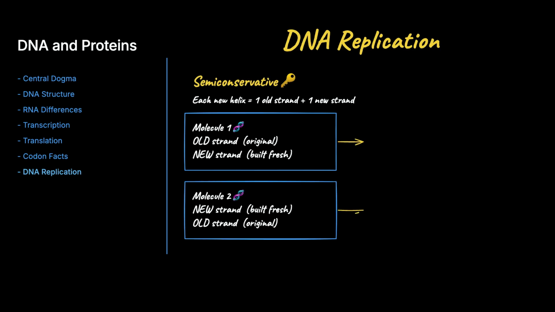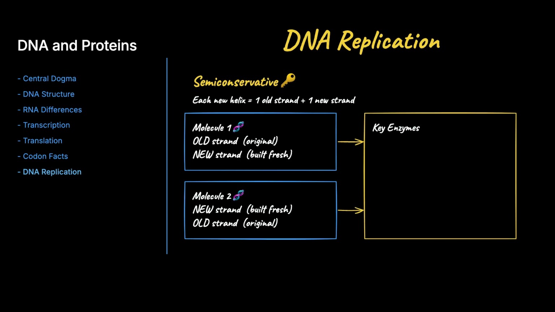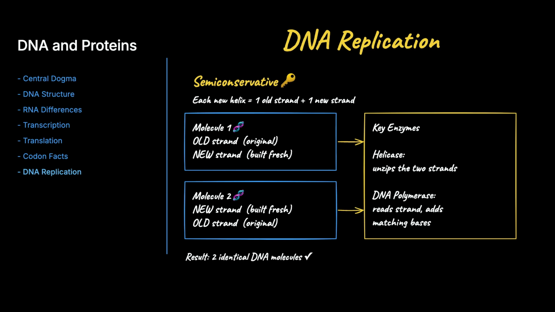Before a cell divides, it must copy all its DNA, a process called replication. Here is the detail examiners test. Replication is semi-conservative. Each new double helix keeps one original strand and one brand new strand. Helicase unzips the 2 strands, then DNA polymerase reads each side and adds matching bases. The result is 2 identical molecules.